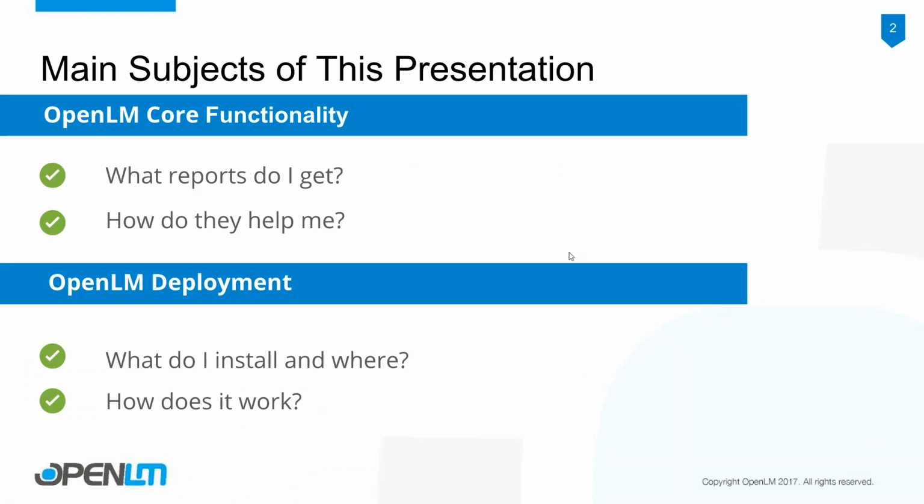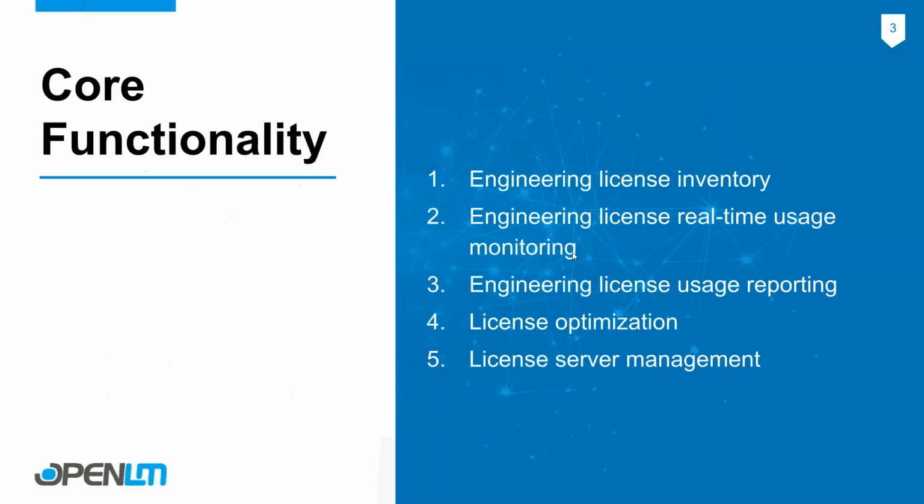First, we'll talk about the core functionality, meaning the functions that you get in the basic product without any extensions. I'll show you what reports you get and explain how they help you. Afterwards, I'll show you how it's deployed, what you install on your network, and how it all goes together. So let's begin.